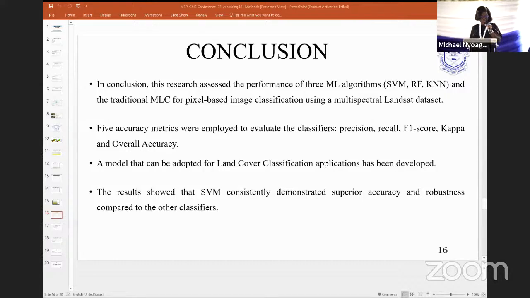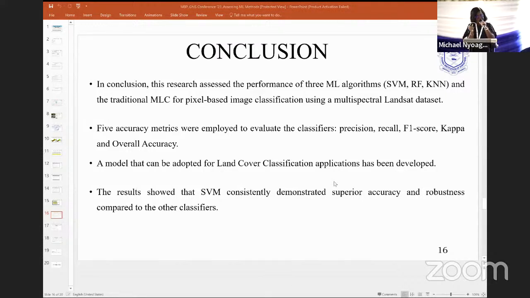A model has also been adopted, which can be used for various land classification applications. Now, this is not the end of this work. It is in continuity. So our future research direction is looking at how we can improve again on the performance of the support vector machine, because the little challenge with the support vector machine is that it makes use of some parameters in order to carry out its classification.